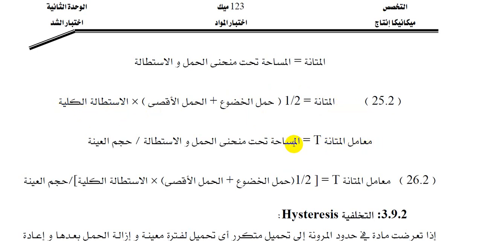The modulus of toughness is equal to the area of the stress strain curve, or the area of the load elongation curve, divided by the volume of the specimen used. In equation 26.2, the final form of the modulus of toughness is one half the yield load plus the ultimate load times the total extension, divided by the specimen volume.